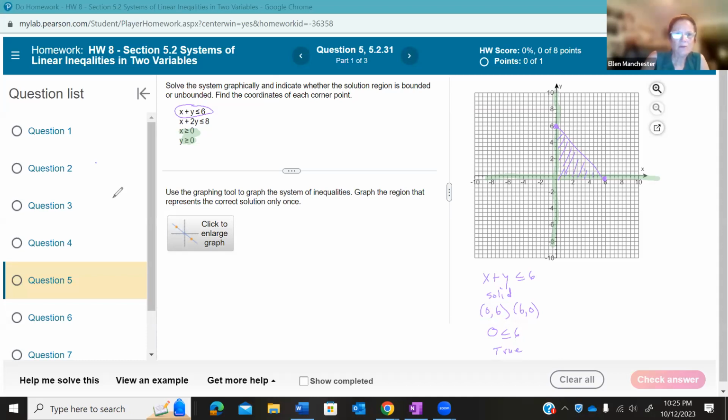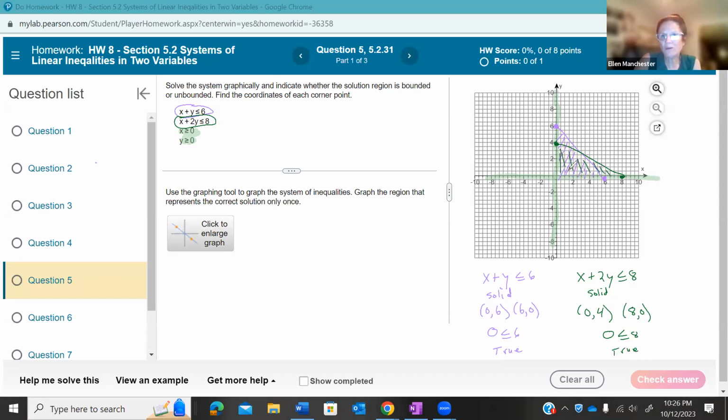Okay. Now I'm going to do my second one in green. So I have a solid line again. I'm going to cover up the x and I get y is 4. I'm going to cover up the y and I get x is 8. So I come up here, 0, 4, 8, 0. Here is my line. I'm going to use my test point. 0 is less than or equal to 8. That is also true. So I'm shading below this line.